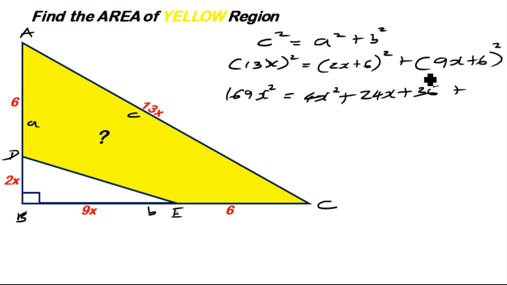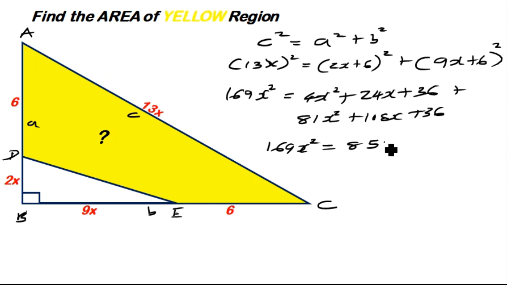Now we have (9x) squared, which is going to be 81x squared, then 9x times 6, that is going to be 54, times 2, that is going to be plus 108x. Then 6 squared is going to be plus 36. So if you simplify this, on the left hand side of the equation, we have 169x squared equal to 4x squared plus 81x squared, which is 85x squared, 24x plus 108x is going to be 132x. Then 36 plus 36 is going to be plus 72.